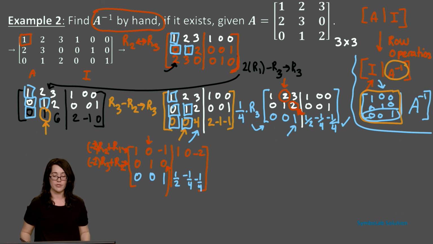Finally, let's get our collateral damage. We're going to be done with row 2 here. Here we go. -2 times row 3.